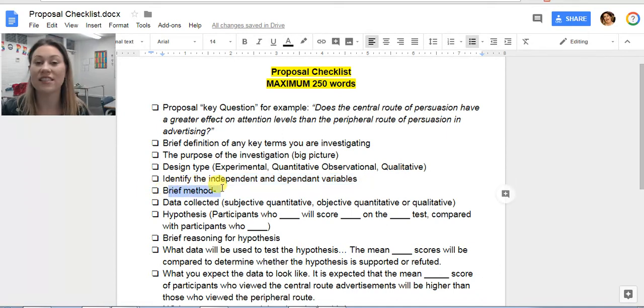Brief method is just exactly what is going to happen when the study happens. You have to do it very, very briefly, but just a couple of lines about what is going to take place in the study. What data is going to be collected? For this, you've got three different options: subjective quantitative, objective quantitative, and qualitative. If you don't remember those terms, check your textbook as well.